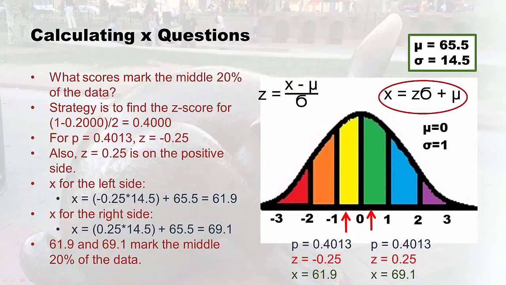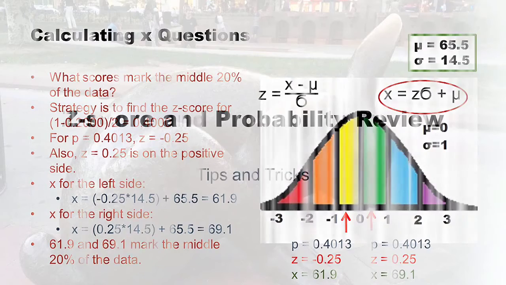So what scores mark the middle 20% of the data? 61.9 and 69.1. Isn't that weird how that worked out? But anyway, 61.9 and 69.1 mark the middle 20% of the data. I totally didn't do that on purpose. It just worked out that way.